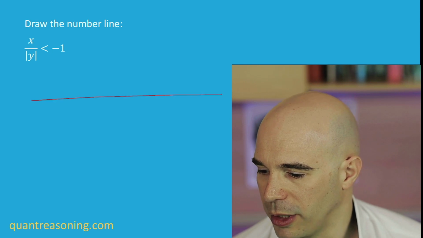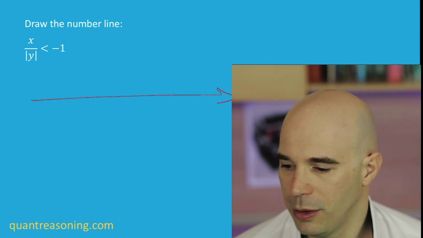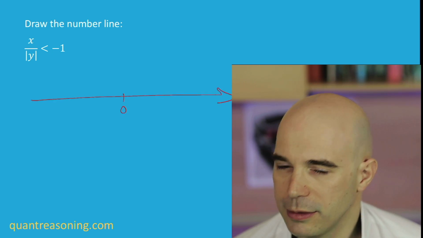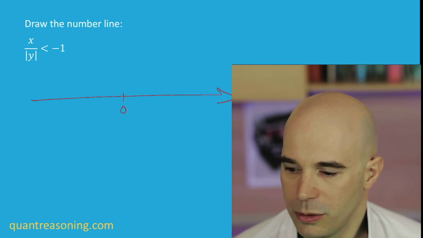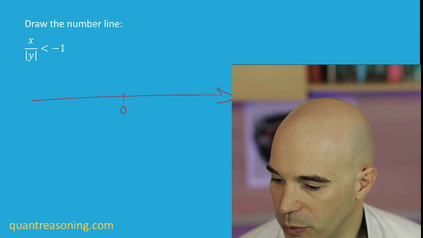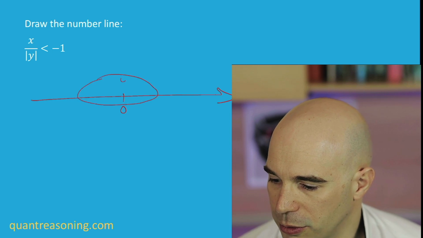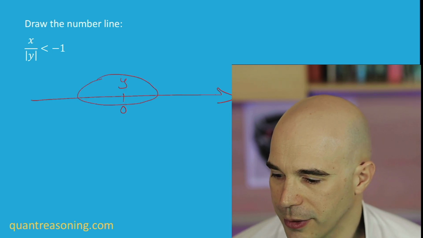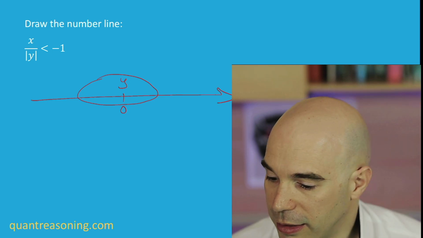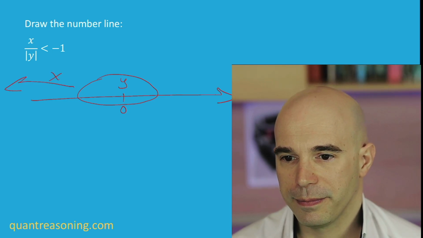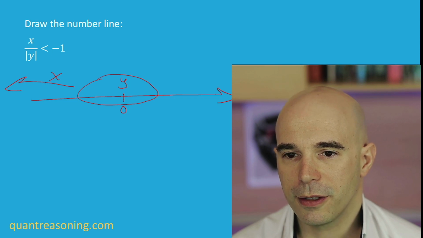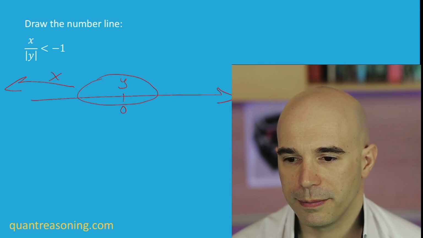So if we were to draw a number line, we'd say here's 0 in the center, and we don't know which side of 0 y is in, but we know that y is the closer of the two. Y is closer to 0. And we know that x is negative, so x must be to the left of that cloud. So that's everything that we can infer from this inequality.